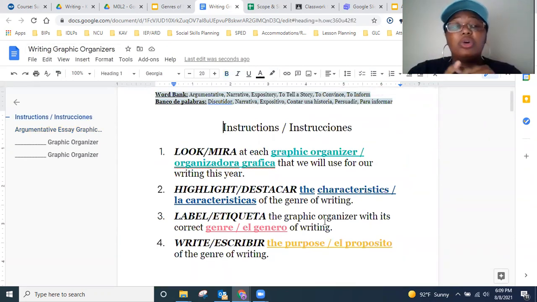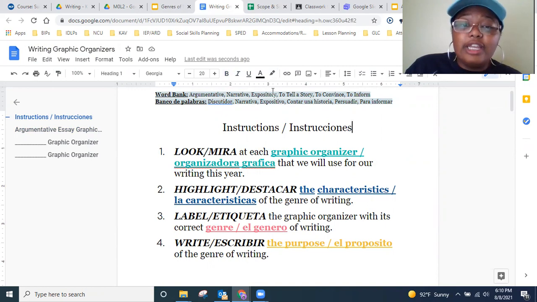So your job is to go to the next 2 graphic organizers and do the same exact steps. You're going to highlight the characteristics. You're going to label the graphic organizer, and you're going to write the purpose of it. If you need help writing the words, look at the top of every page. The top of every page has a word bank right up here, and it has the name of the essay. It also has the purpose, so you can use that as a guide.